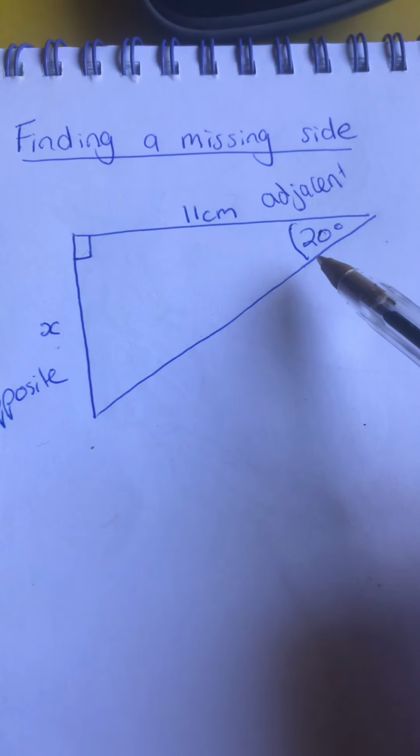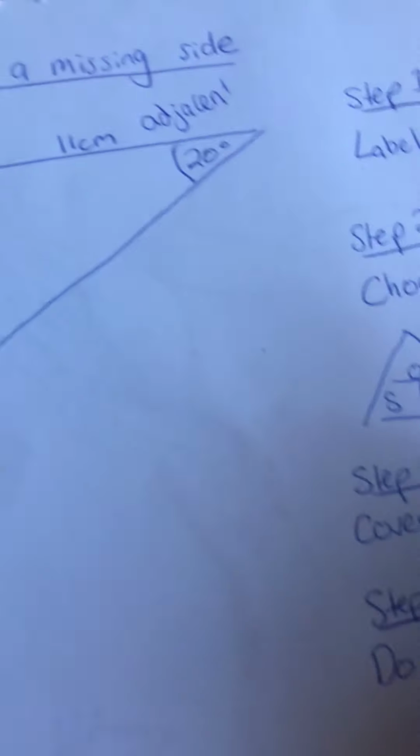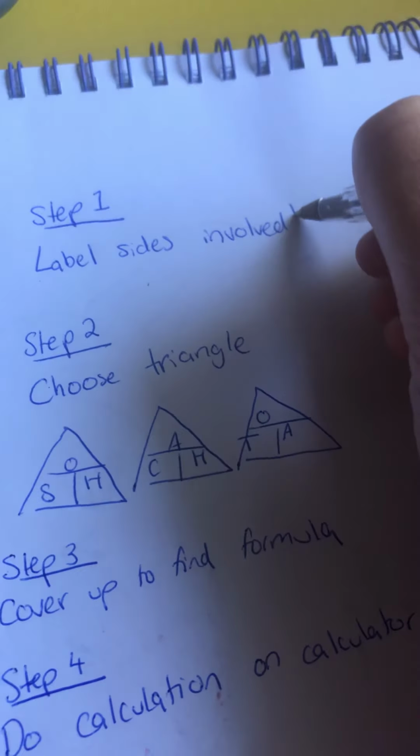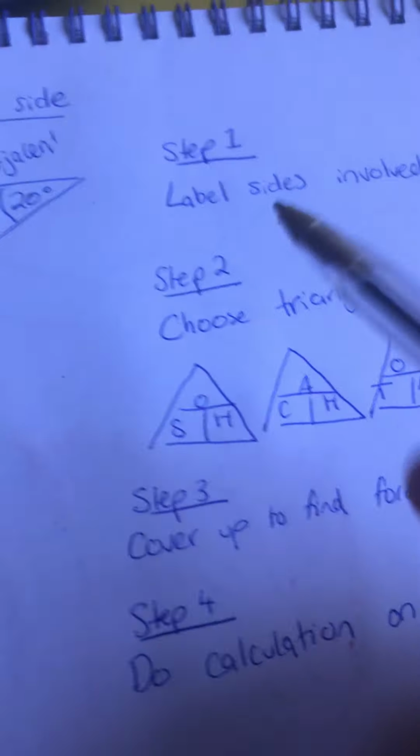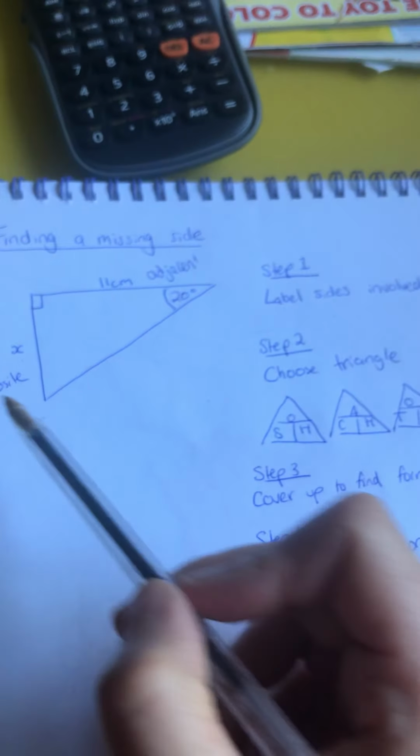I'm not going to label this side, which would be the hypotenuse, because I don't know it, I'm not looking for it, I don't care. So that is step one, label sides. So now I have my adjacent and opposite.